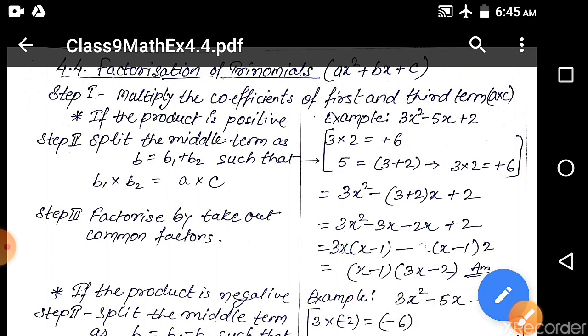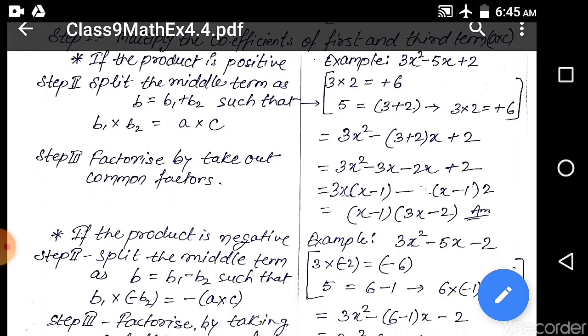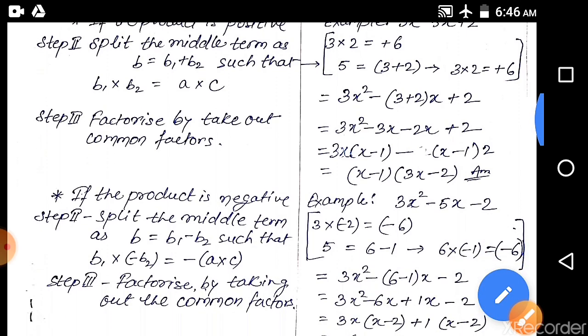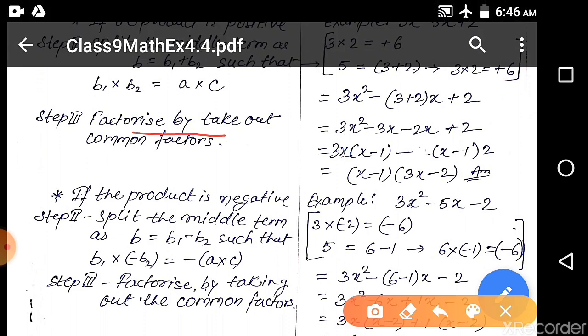Now if we continue with the line, then we can see here we have 3x square the first term, and this one becomes, after breaking the bracket, minus 3x minus 2x plus 2. Now we will take out the common. This is the third step, to factorize by taking out the common factors.